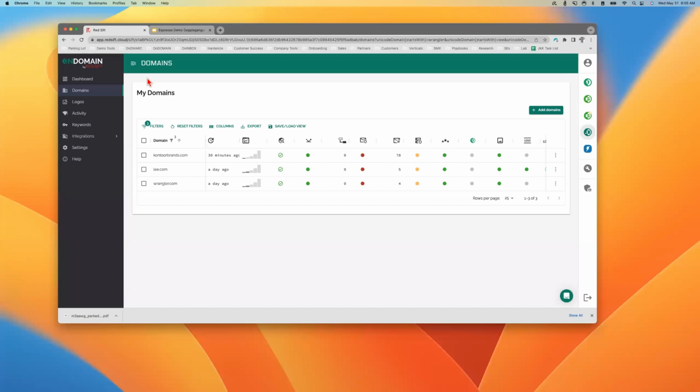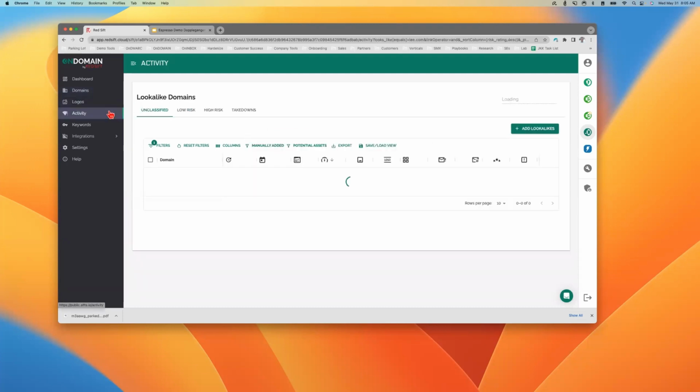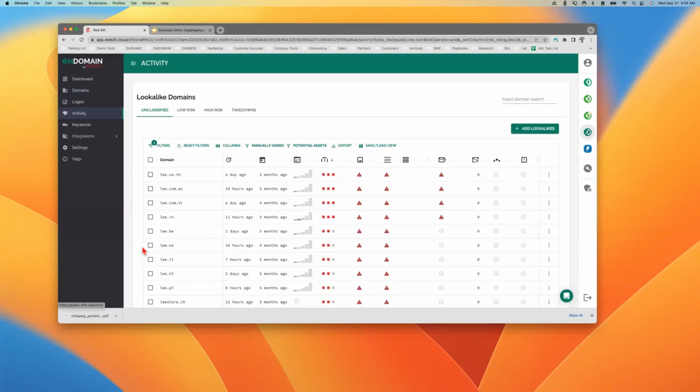And what I'm looking at here is a couple of things. First off, I wanted to go in and see the different activity that's going on. Essentially, what you'll see here is a list of lookalikes that OnDomain has generated for you. So working from the platform, we're looking at all your known assets and generating a list of lookalikes for you to work through.